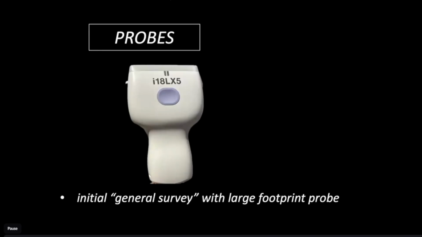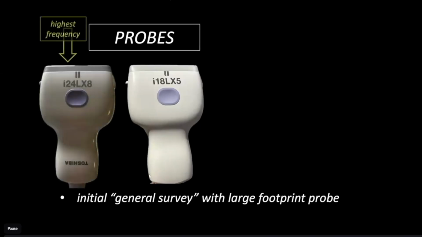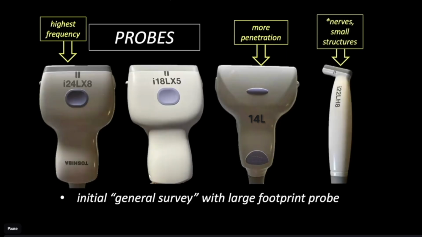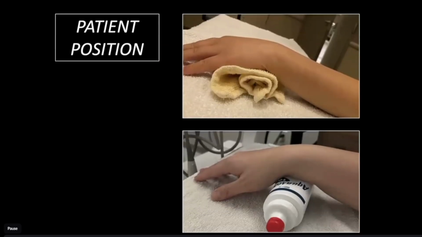Probes you would use, well, I usually do a general survey with a large footprint probe. This is sort of my multi-purpose probe. I would reach for that highest frequency probe more often when I'm scanning the wrist because the structures are so superficial. I may need a probe with a slightly lower frequency if I need more penetration. And always, if I have one, I'm going to reach for that small footprint probe, especially for nerves and small structures. Often I use 3 probes when I'm doing any case.